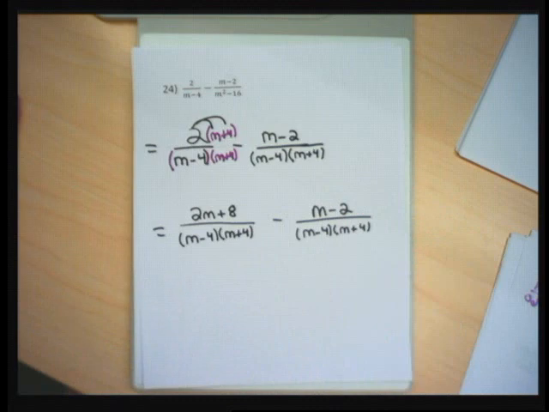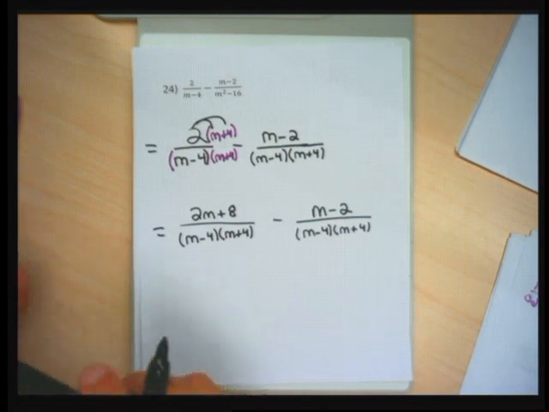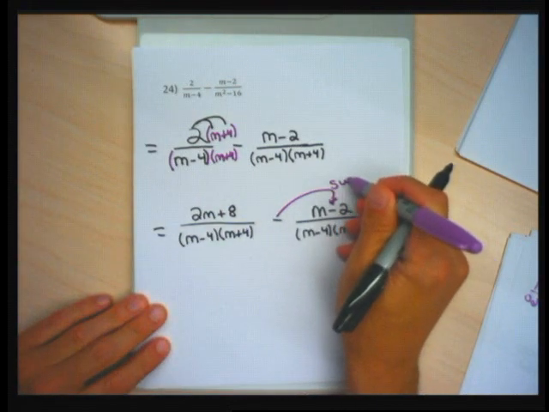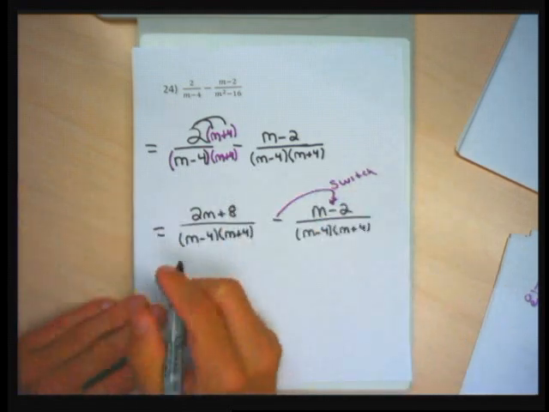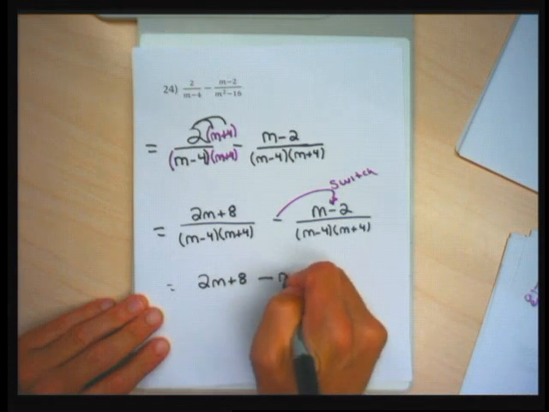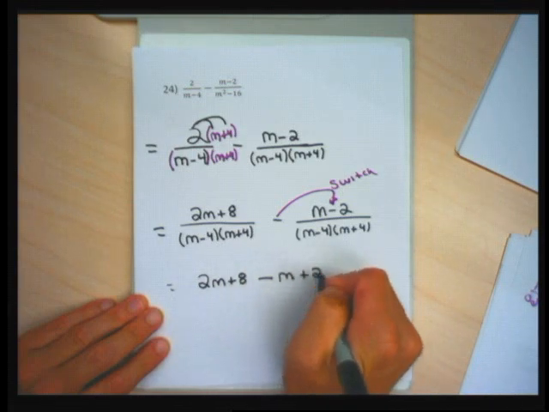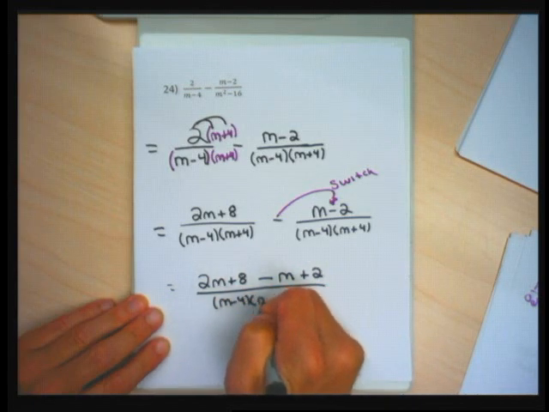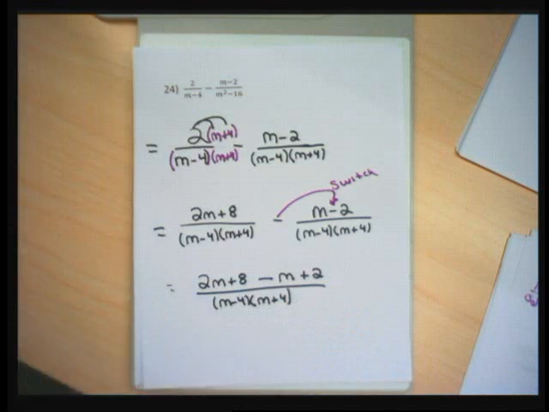So the right fraction, I didn't need to do anything to it. It already had the denominator I was searching for. The left fraction, I did the work to make its denominator proper. Now I'm going to make the two fractions into one. And again, the minus makes me switch a sign, so I'm going to be careful here. I'm going to write 2m plus 8 for the first numerator. I'm going to attach the minus sign to the m, change the sign in front of the 2, and I'm going to leave the denominators as they were. And now I'm going to combine like terms in the numerator.